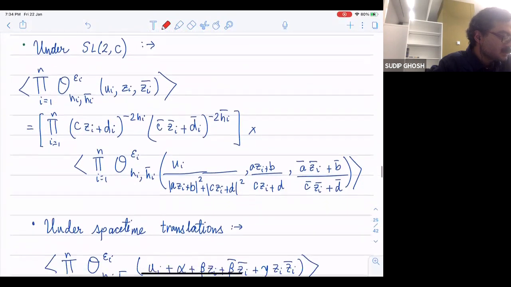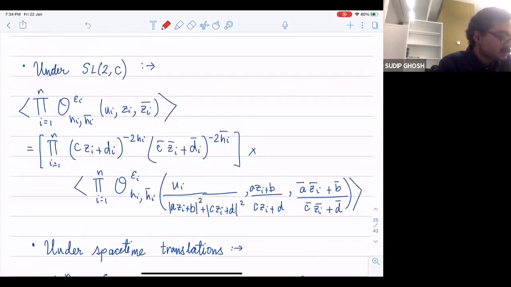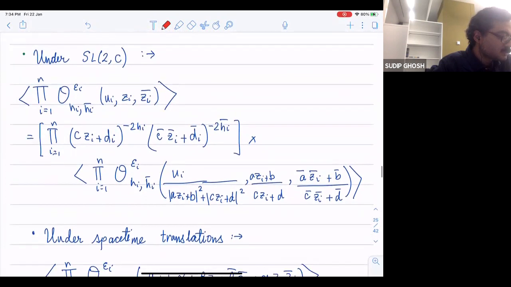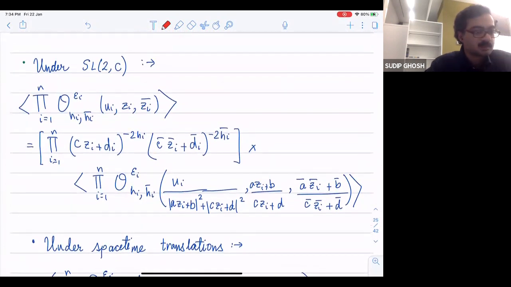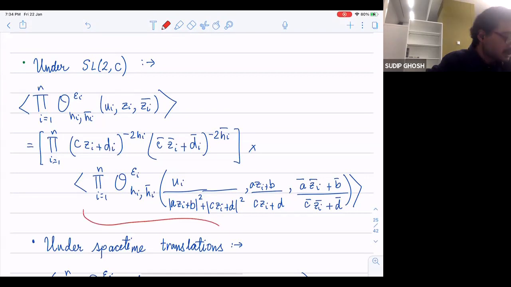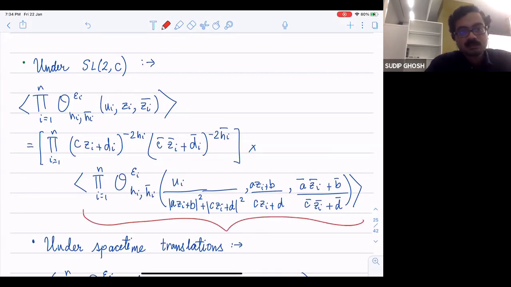Right. So now these things are obvious. What you can check is how this putative correlation function transforms under the action of the conformal group, and it transforms in some very explicit way, as shown here.